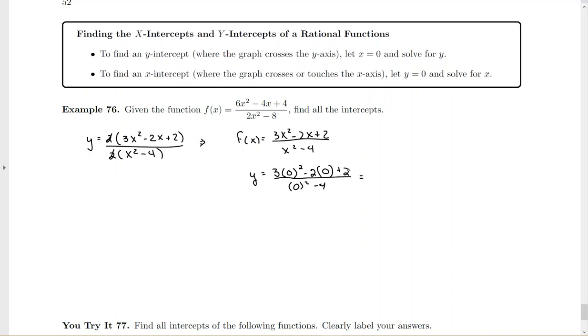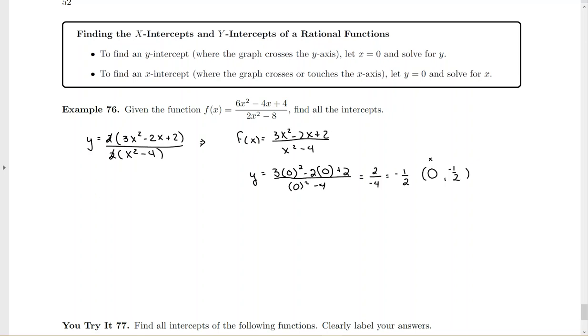All right. Simplify the top, and if you need to, use your calculator, and we end up with a positive 2. Simplify the denominator, we get negative 4, and negative 2/4 is negative 1/2. So for a y-intercept, we have the point when x equals 0, remember x goes in the first position, y equals negative 1/2.